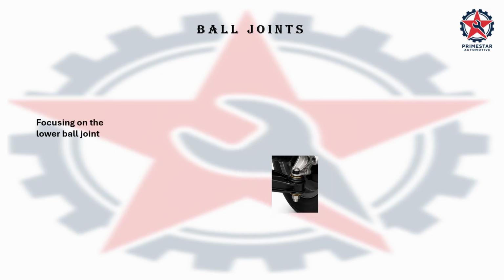The image moves towards the lower ball joint. Look for the rounded joint housing positioned between the lower control arm and the steering knuckle.